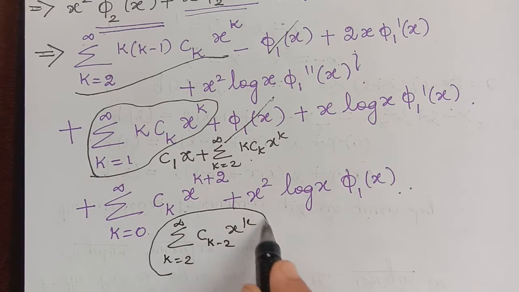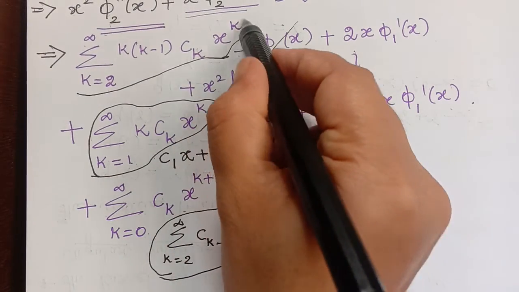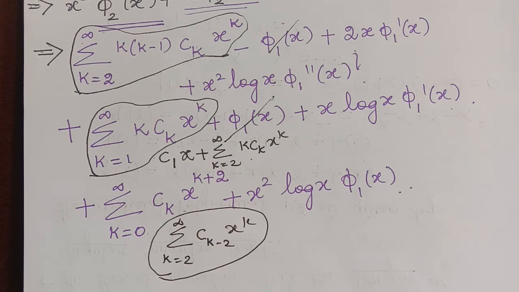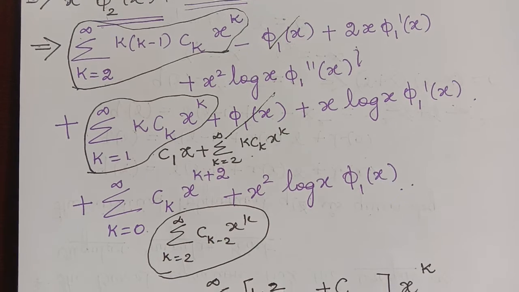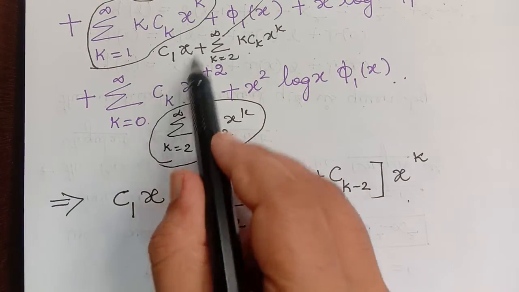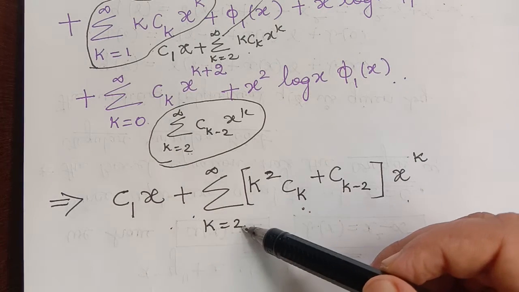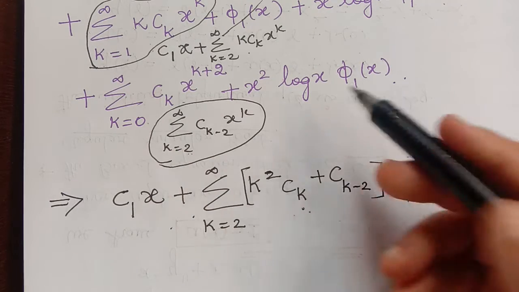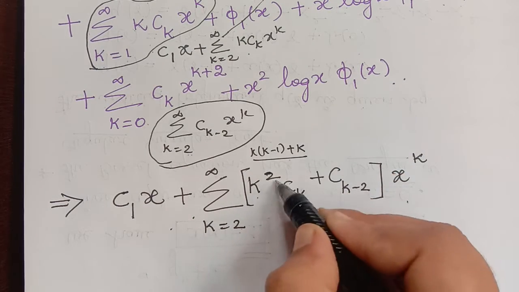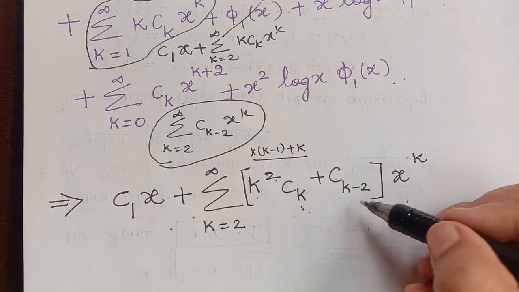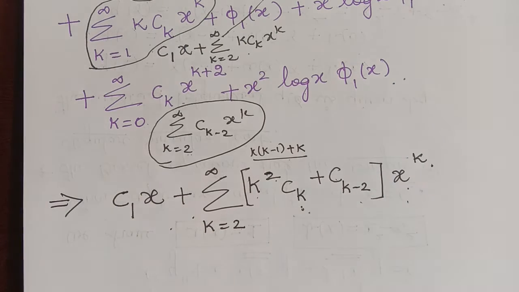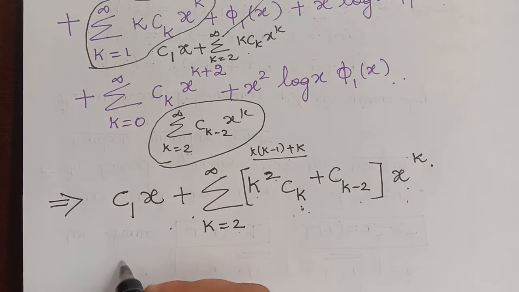So now this term and this term can be combined, and it can be written as one summation. So we will write that now. So after combining, I obtain like this, that is, this term is c1 x plus, in everything summation k equal to 2 to infinity is common, and here we will be having k into k minus 1 plus k. So on simplifying this, we get k squared ck plus c k minus 2 x power k. So this is what we obtain. Now the remaining terms we will write. So this I will write here.